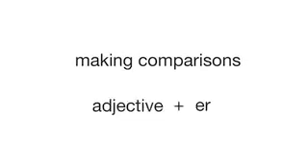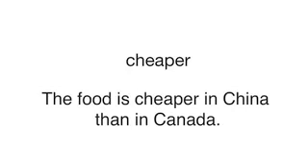We're going to make comparisons by adding ER onto an adjective, like cheaper. The food is cheaper in China than in Canada. And we'll learn how to use different from, like in this sentence. The food is really different from here. But first, let's watch a movie about Jim, who's just returned from China.